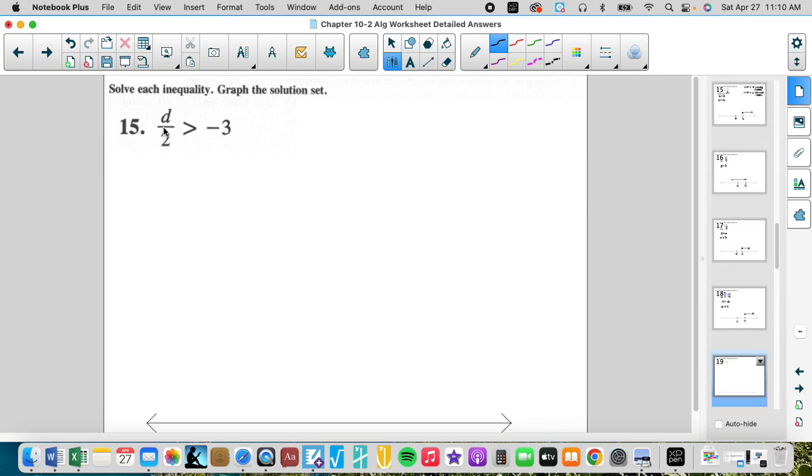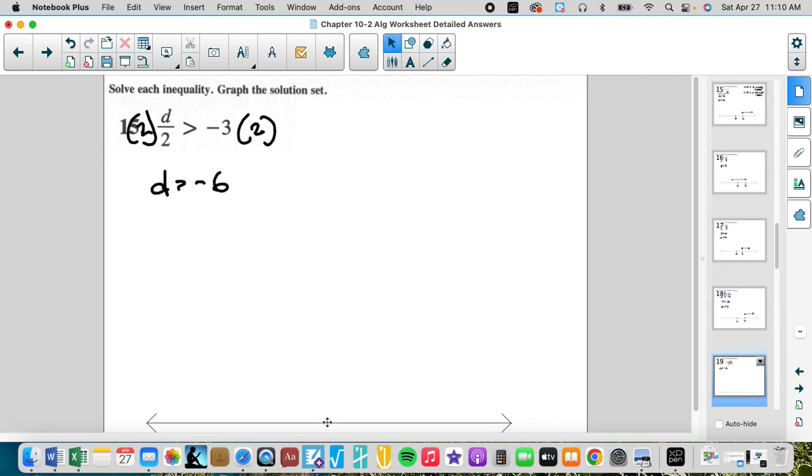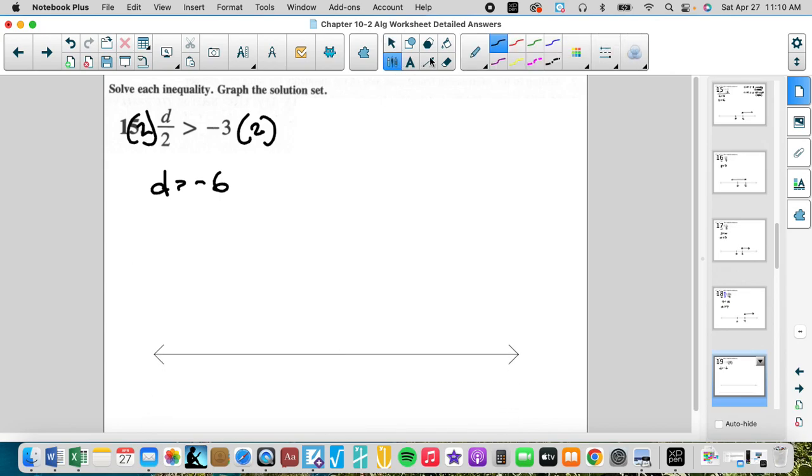We are going to, what's the inverse of dividing? It's multiplying by 2. So D is greater than, we didn't change the sign, it was positive, it's still positive, is greater than -6. But you got a negative. No, we didn't multiply both sides by a negative. We multiplied both sides by a positive, so we do not flip the inequality sign. We didn't move it across the inequality.